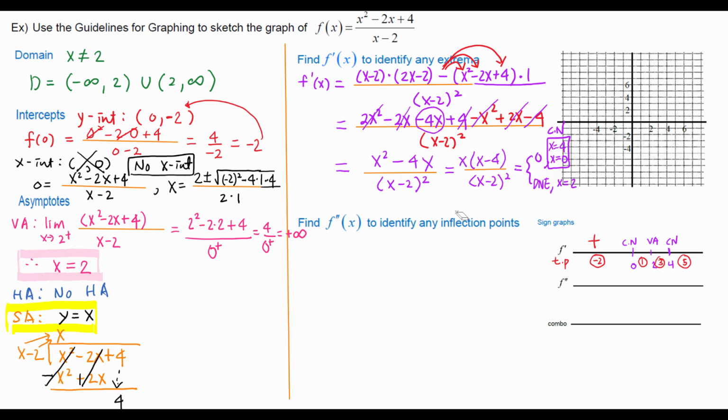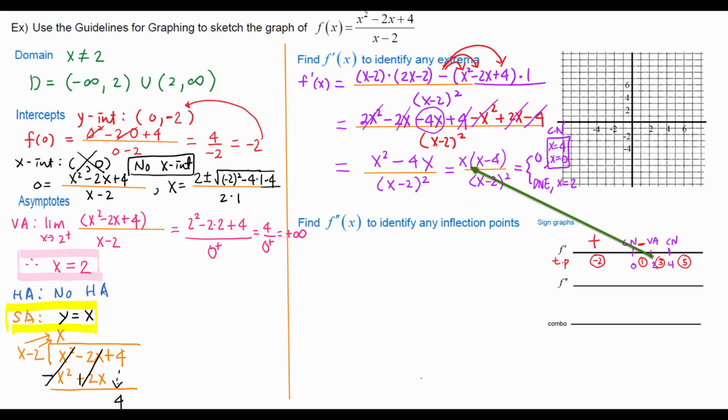Let's test the second interval. Our test point is 1. 1 is a positive quantity. 1 minus 4 is a negative quantity. 1 minus 2 quantity squared is positive. So this whole quotient is negative. So that's what you get on your second interval.